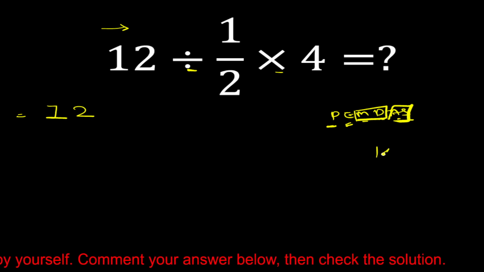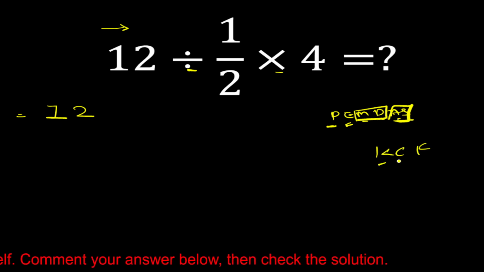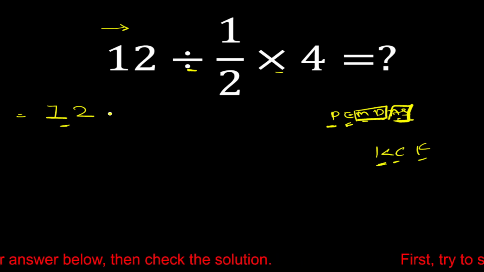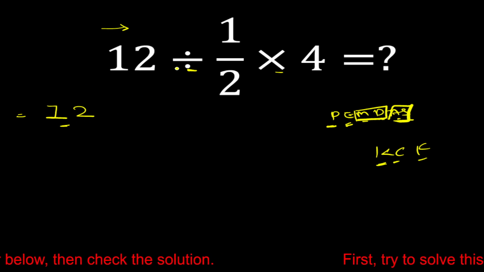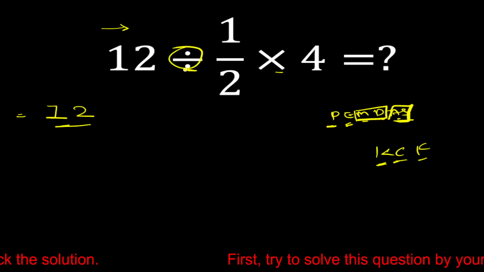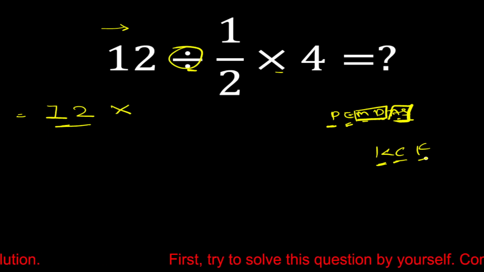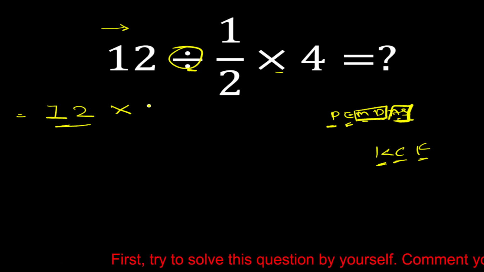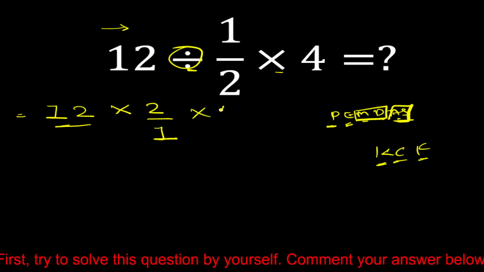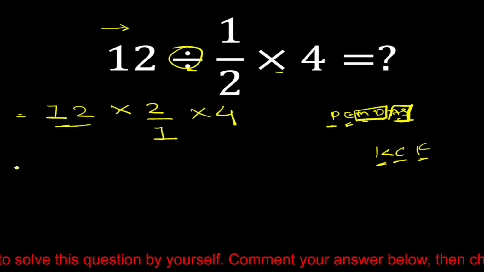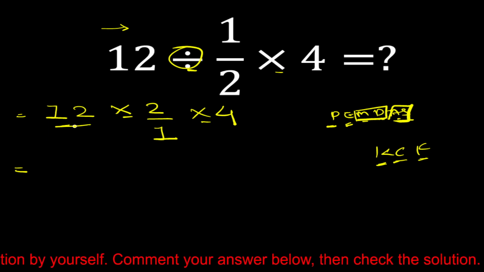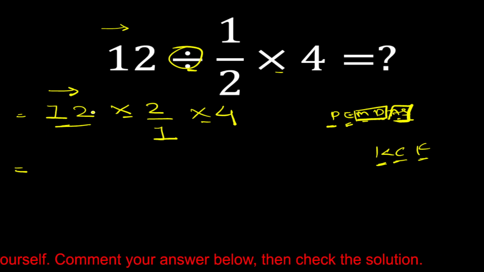Now according to KCF, K means skip, C means change, F means flip. K means skip this fraction as it is, so you have to write 12 as it is. Then C means change the sign from division to multiplication. Okay. F means flip this fraction from 1 by 2 is equal to 2 by 1. Okay. Multiply 4. So here is a 1 multiplication, here is multiplication. Both have equal priority, therefore move left to right.